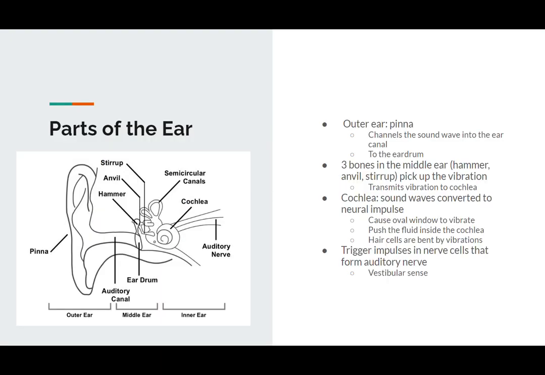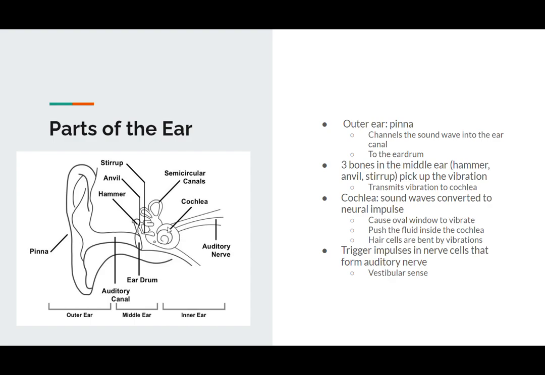Parts of the ear. Your outer ear, which is often called the pinna, is where the process begins. The pinna channels the sound wave into the ear canal. Then a mechanical chain reaction sends the sound waves down through the outer ear to the eardrum. The eardrum is a tight membrane, and when sound waves hit it, it vibrates. Right after hitting the eardrum, three bones in the middle ear, hammer, anvil, and stirrup, pick up the vibrations and transmit them to the cochlea.